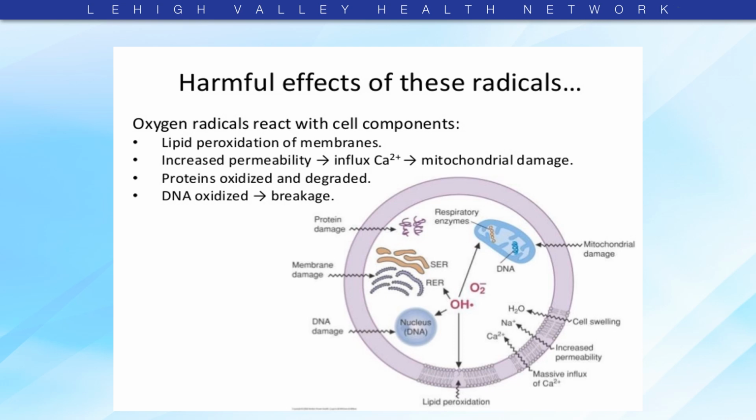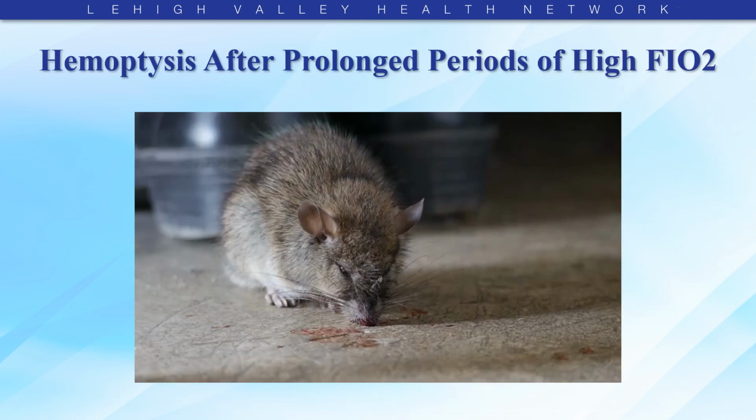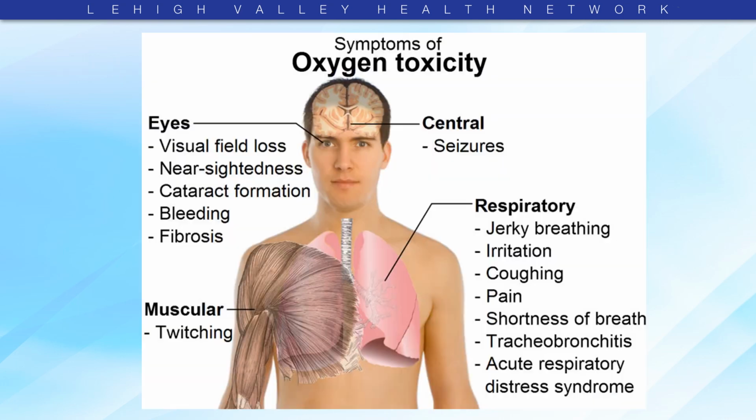You remember, oxygen is an oxidizer. Okay, it will cause things like rust. It will cause many harmful effects that occur in the atmosphere, but that will also occur in the human body. So there's a poor rat that developed hemoptysis after long periods of high FiO2 in a chemical lab.